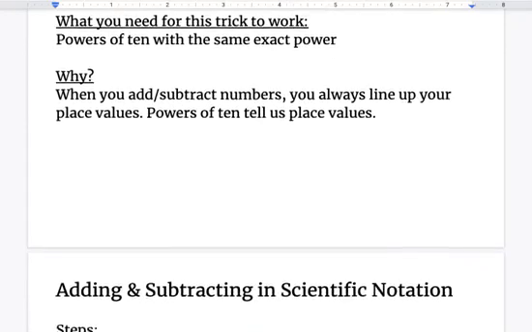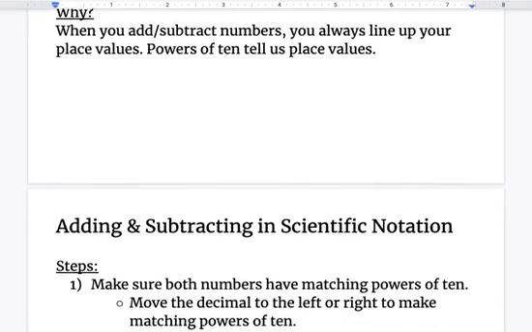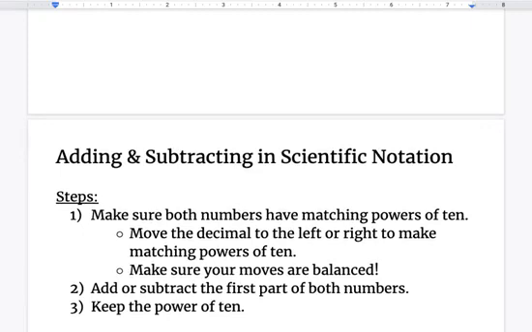So what's the trick? Adding and subtracting in scientific notation, there are 3 steps. Go ahead and jot this down in your notebook. The first step is to make sure both numbers have matching powers of 10. If they don't have matching powers of 10, you're going to move the decimal place to the left or right to make the matching powers of 10.